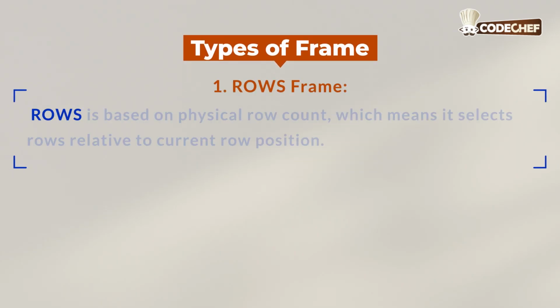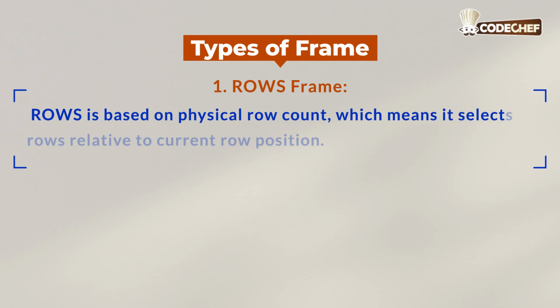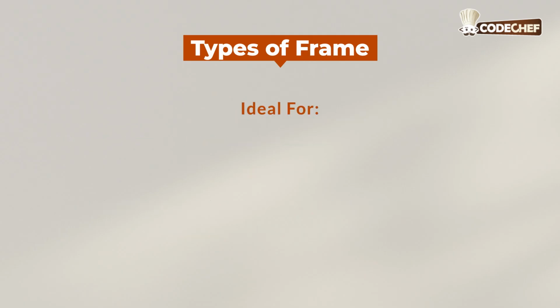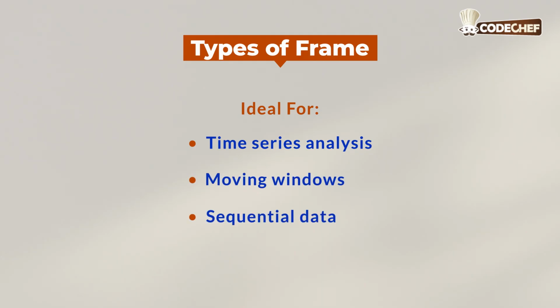Types of frame. First, rows frame. Rows is based on physical row count, which means it selects rows relative to the current row position. For example, rows between 3 preceding and current row. So it uses exact row numbers, and here the concept of rows is based on physical row count, for which it considers the current row position as the reference point. It is ideal for time series analysis, moving windows, and sequential data.